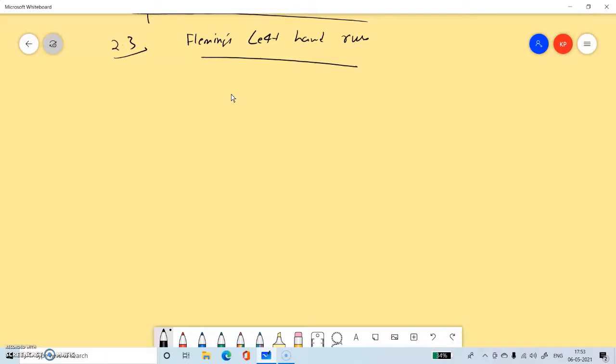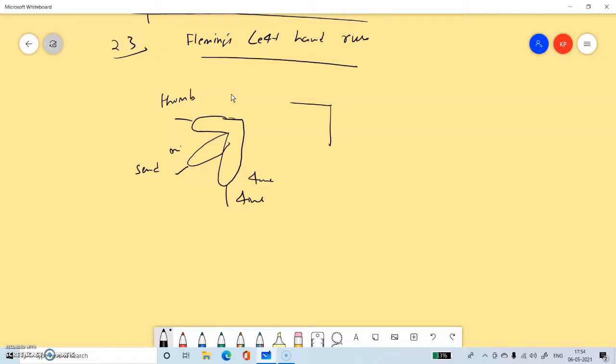thumb, forefinger, middle finger of the left hand at right angles, that means perpendicular, mutually perpendicular to each other, where the forefinger represents the direction of the field. So, let us say, thumb, first finger, and this is the second finger. That means this is the forefinger and this is the middle finger, placed 90 degrees to each other. That means it is a 3D view. So placed mutually perpendicular to each other, they are 90 degrees to each other like this.